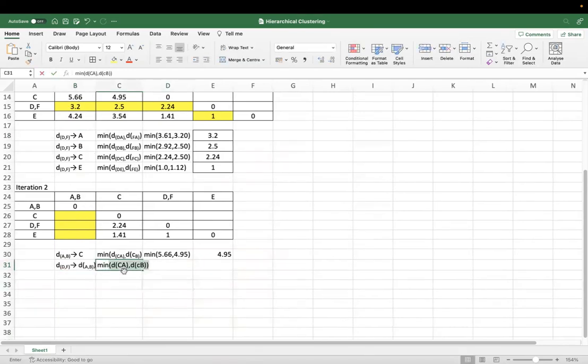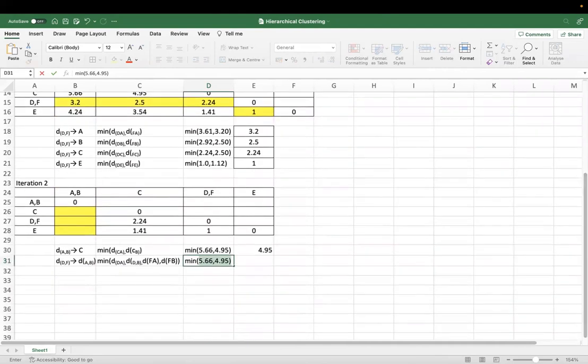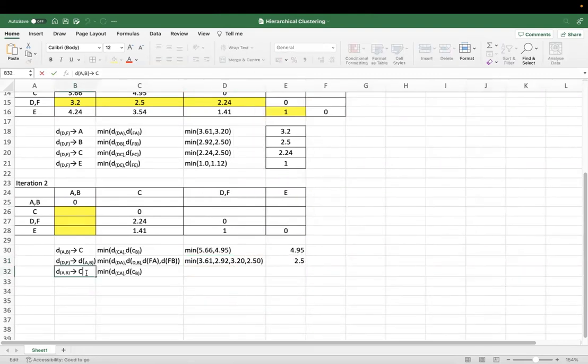Now this will be the min of the distances DA, DB, FA, FB. DA is 3.61. DB is 2.92. FA is 3.20. FB is 2.50. So the minimum of all these is 2.50. The last one is AB to E, the min distance of 4.24, comma 3.54. This will be 3.54. So the values to be filled here are 4.95, 3.54.